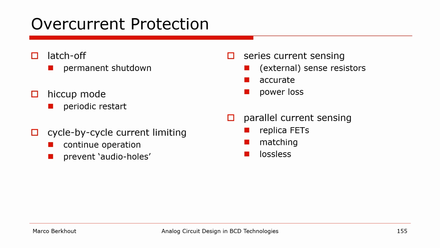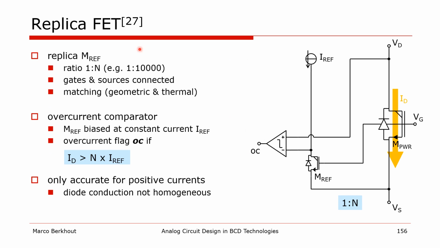So how does that work? A replica FET is a transistor of the same type as the power FET, but much smaller. The ratio N between the replica and the power FET can be as high as 1 to 10,000. The replica and power FET have their gates and sources connected and need to be matched as good as possible, both in geometry and temperature.